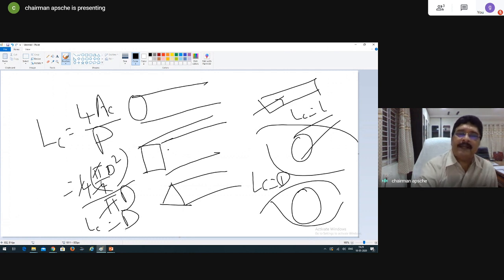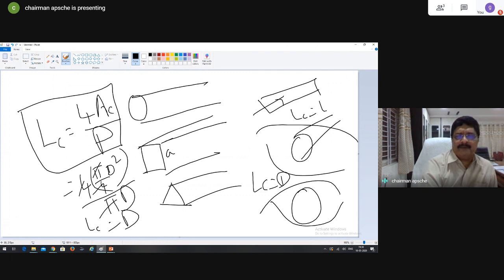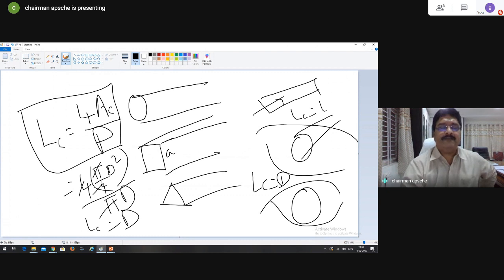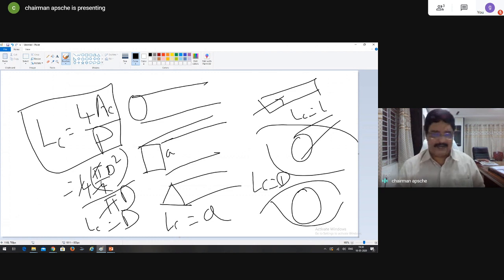For a square plate of side A, you apply the same formula. You need not worry about all this. But you should know for a circular tube, LC is equal to D. For a square of side A, LC is equal to A. You apply it here: area is A square, perimeter is 4A, and therefore it becomes A. So for any complicated configuration also, you can calculate using it.